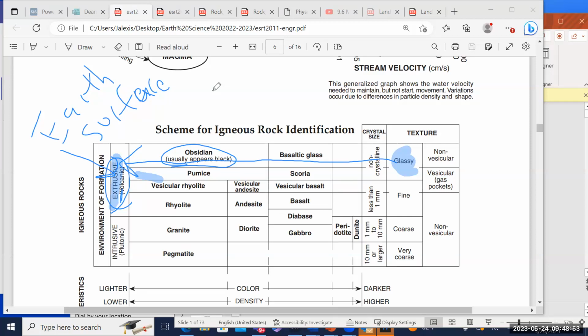Let's say, for example, you had a cookie. Will it cool faster if you left it in the oven, or if you left it outside of the oven? You know it would cool faster if it was left outside of the oven. So just like it was formed on the surface of the earth, it's going to cool quicker than if it was formed inside of the earth. So we know that extrusive rocks cool quickly.